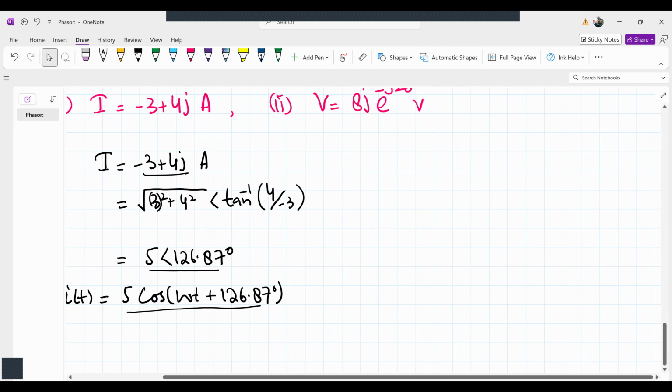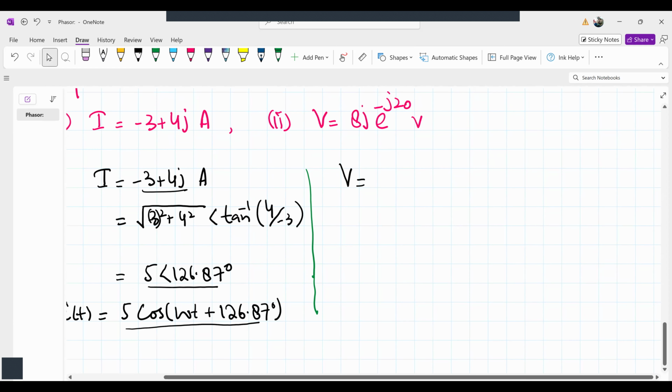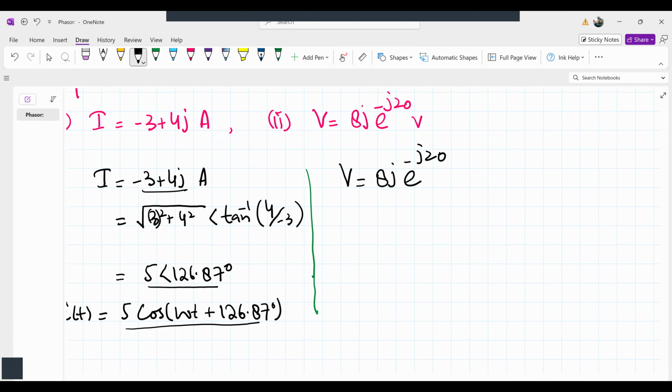Similarly, we are given the voltage phasor here. So V phasor is given as 8j e to the power of minus j 20. Now let's first write it in the polar form. So we can write this as 8. Now j we can write as e to the power of j 90 degree, e to the power of minus j 20 degree, where j is equal to this.